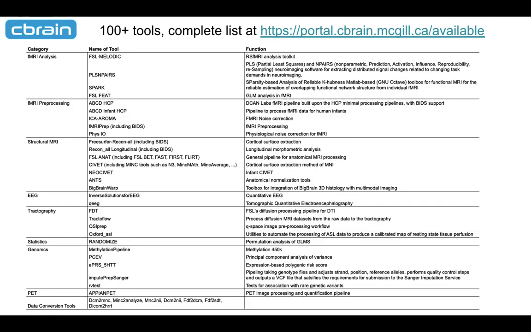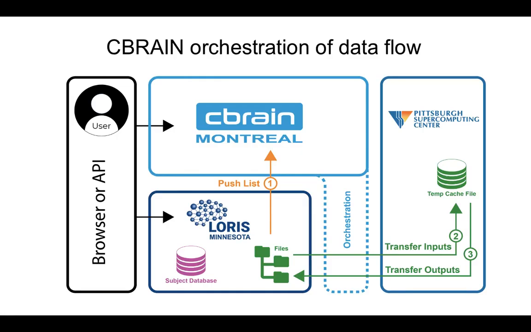At this point, there are over 100 different tools which can be accessed through the CBRAIN portal, and all of these will run on whichever HPC sites are selected either by the user or automatically by the CBRAIN orchestration portal on your behalf. An example of this is shown with our colleagues in Minnesota, who we're working with with regard to the ABCD study that I mentioned. And what you see here emphasizes the point that the data doesn't leave the country.